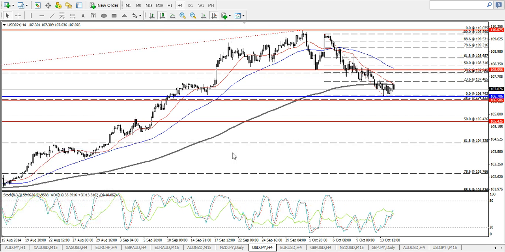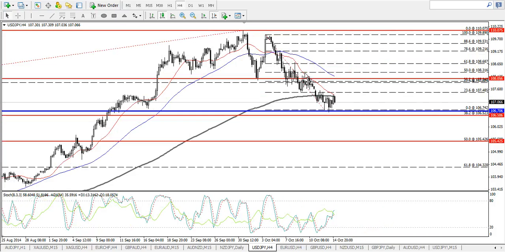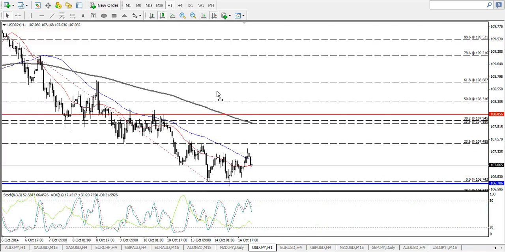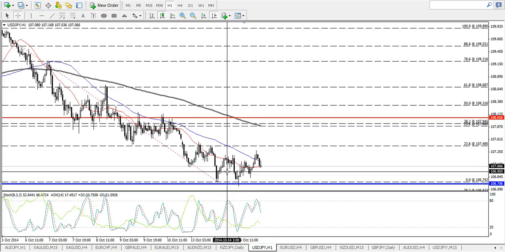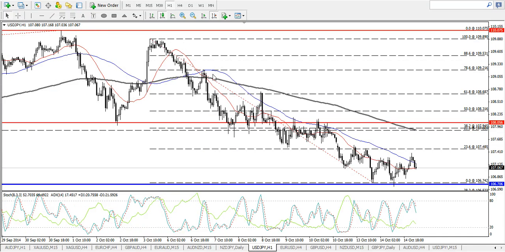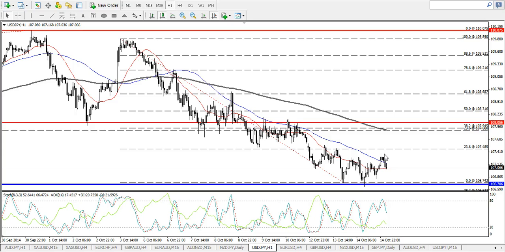What you're seeing here is a 4-hourly chart on the dollar against the yen. Zooming a little bit into the 1-hourly chart, we can see that price has begun to rebound after touching the final exhaustion level at 106.70, and it's still forming lower highs. Price is coming down, forming a lower high, coming back again, starting to fall, forming another lower high, which signals that price might be falling even further.